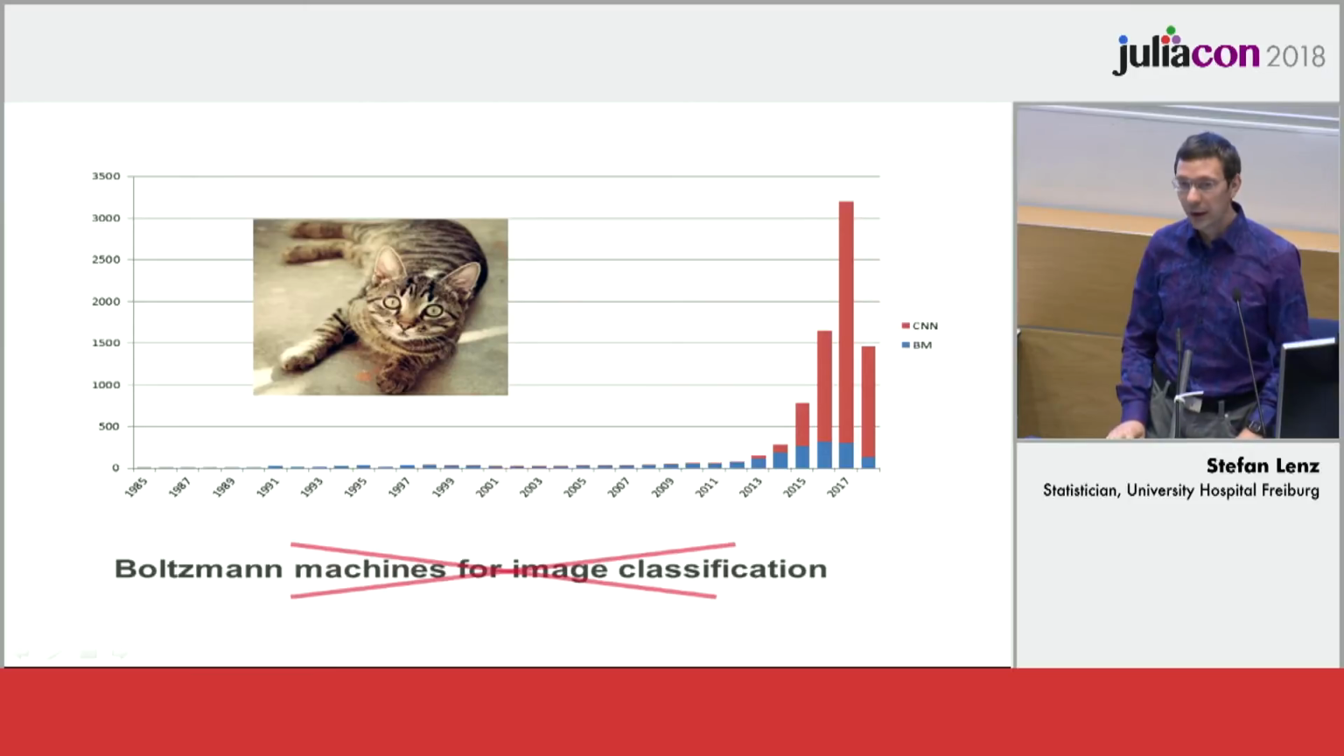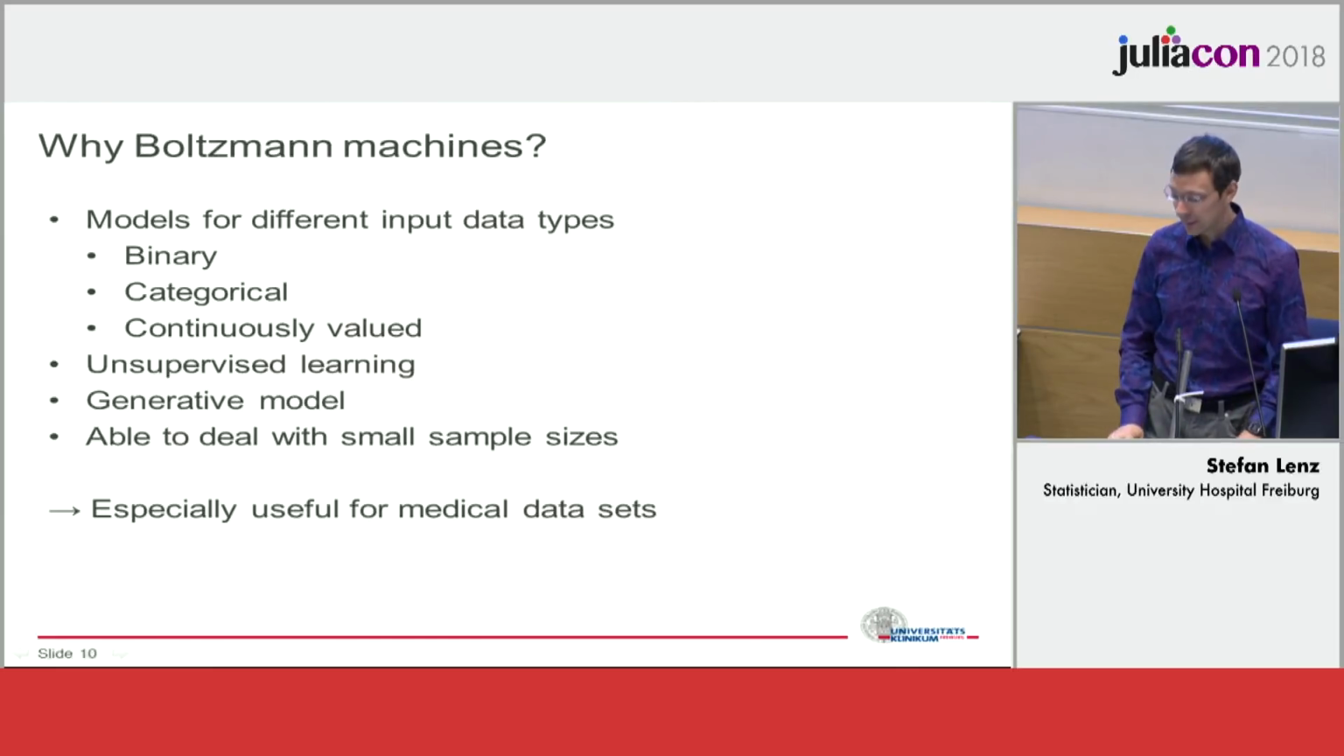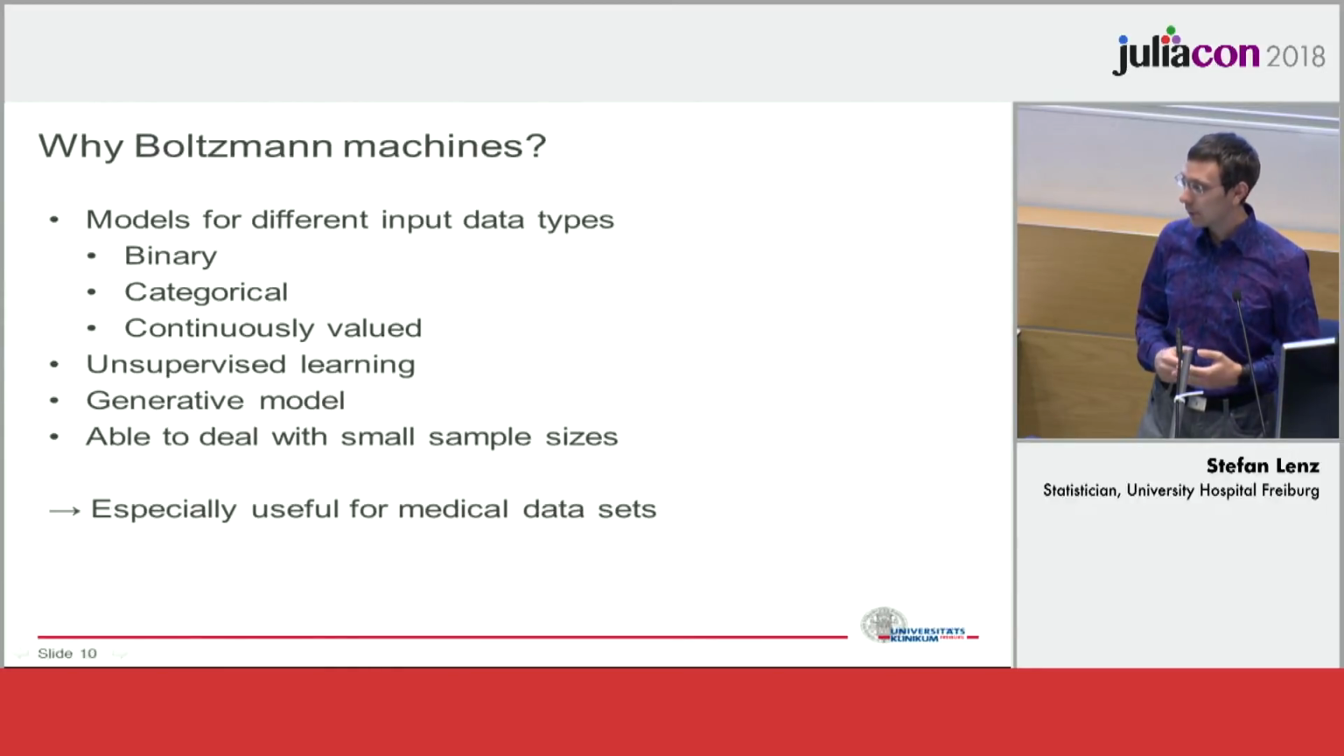So sadly, because we want to do image classification, I can't show any more cat pictures. But you might ask, why should we then even bother with Boltzmann machines if we can't do image classification? There are several strengths that Boltzmann machines have. They can model different input data types. A standard input data type is binary, but you could also model categorical variables, and there are subtypes for continuously valued variables. You can do unsupervised learning, which means you don't have to have labels to learn useful things from data. You can just put the data in by itself. And the Boltzmann machine model is a generative model, which means you can generate artificial data when you have a trained model.